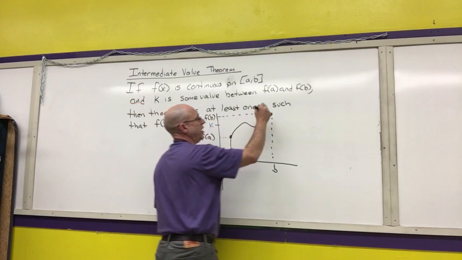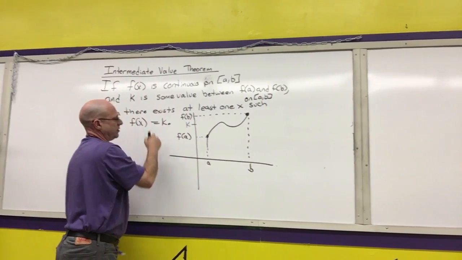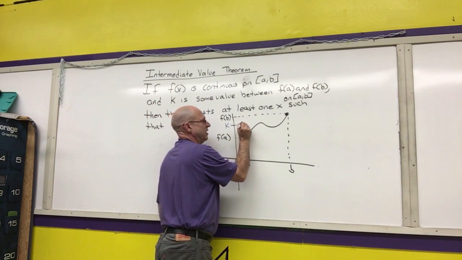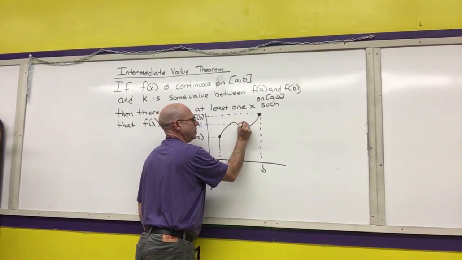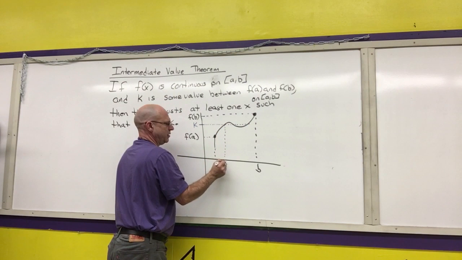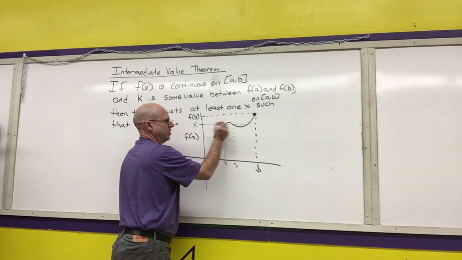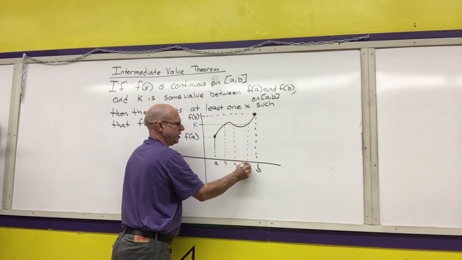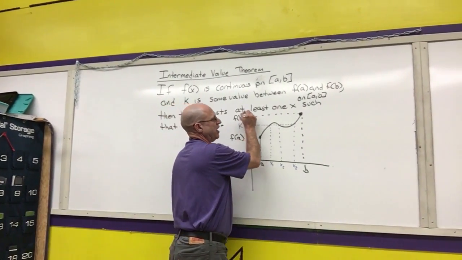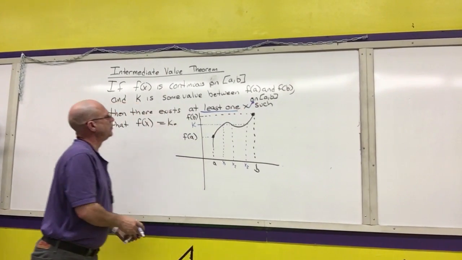Actually, I need to add that. At least one x on the closed interval A, B, such that f of x equals k. So what that means is there is at least one value that I can find an x. So that f of x1 is equal to k, that f of x2 is equal to k, that f of x3 is equal to k. It doesn't have to have more than one, but it can have more than one. It says there is at least one. So please go back and make sure you change to add these words in here. I missed them the first time around.